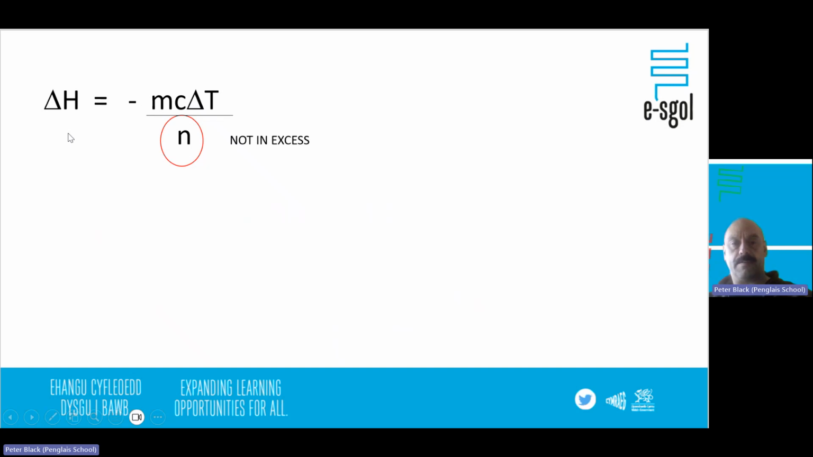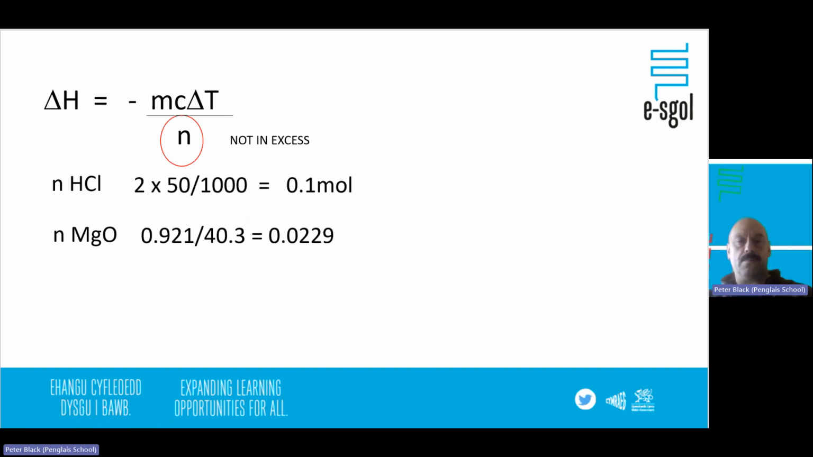So let's just consider our reaction. Hydrochloric acid and the magnesium oxide. Okay, so those are the moles of the hydrochloric acid. This, by the way, is the concentration. This is our volume in decimeters cubed. And we've got 0.1 moles being used. And then we've got the moles of magnesium oxide.